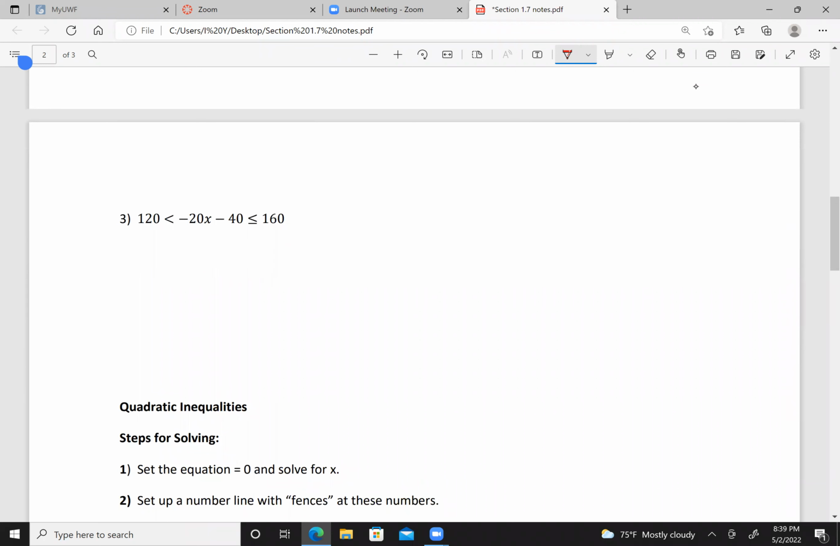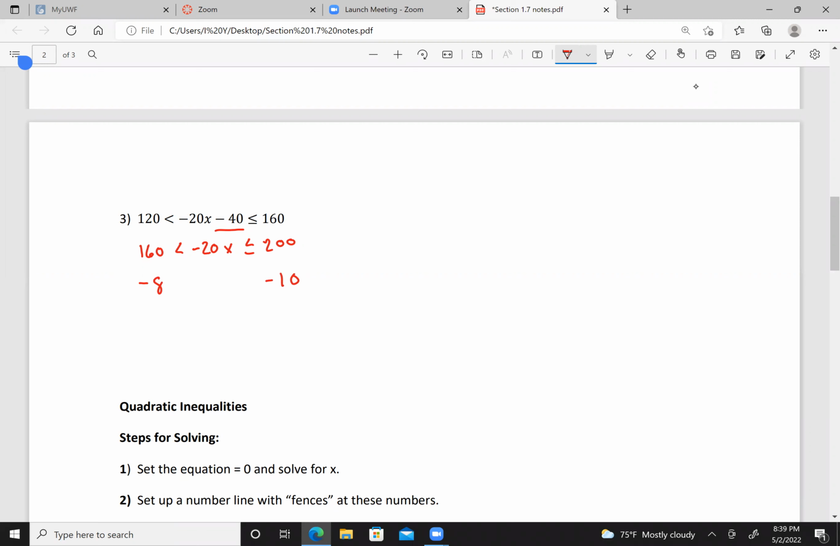Okay, so now here we're going to add it to both sides. I have 160 is less than negative 20x is less than or equal to 200. Now I'm dividing by negative 20. So that gives me negative 8 and negative 10.